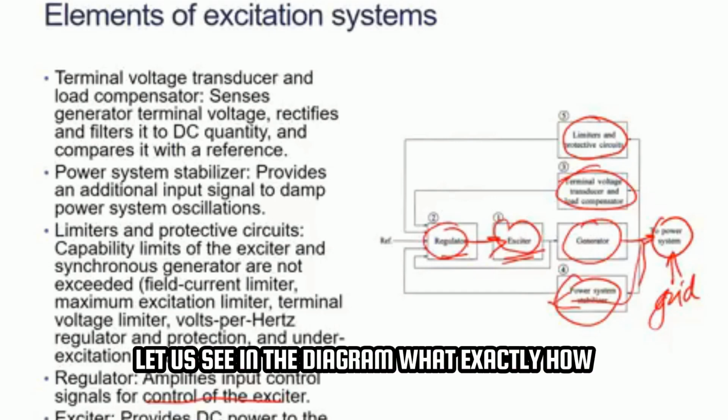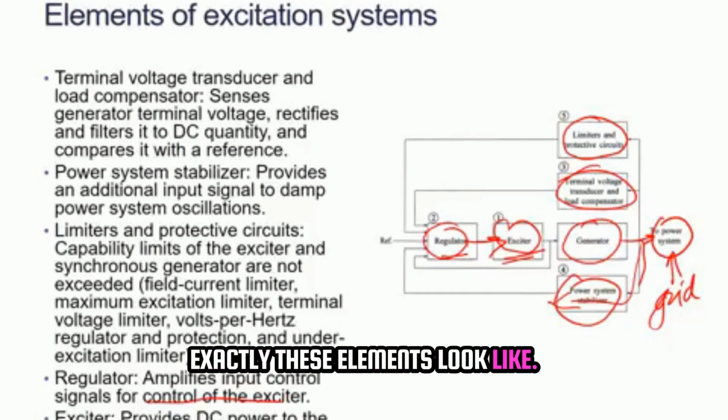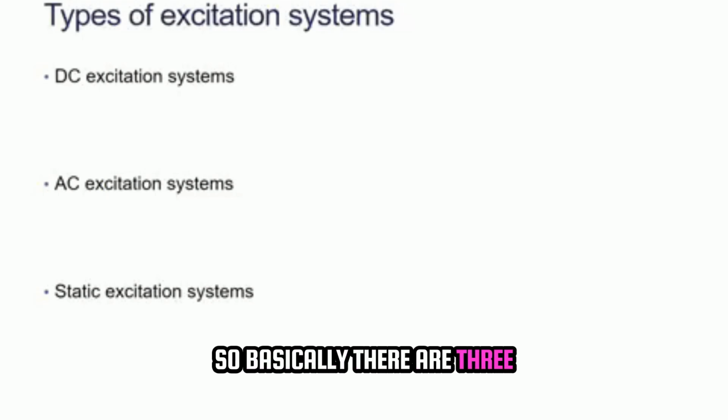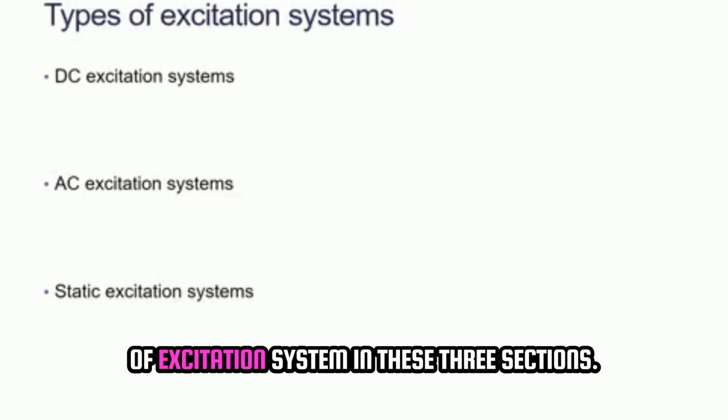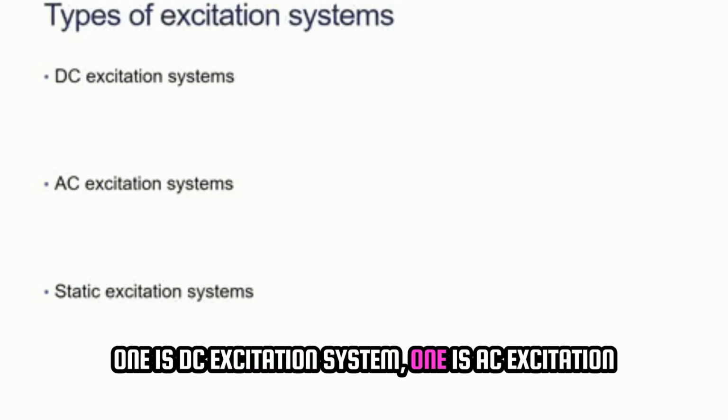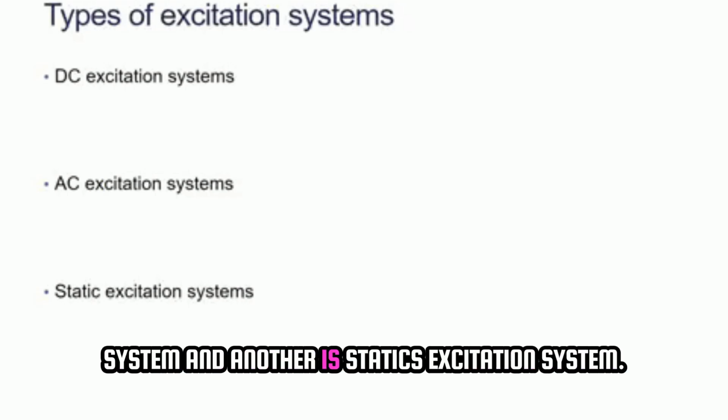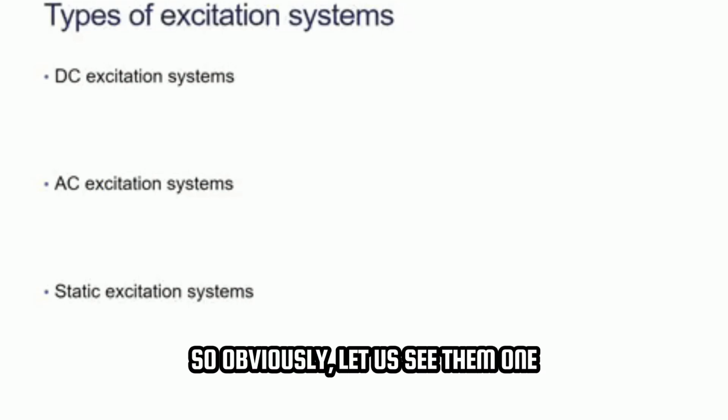Let us see in the diagram exactly how these elements look. There are three types of excitation system, and we'll be seeing all these elements in these three sections. One is the DC excitation system, one is the AC excitation system, and another is the static excitation system. So let us see them one by one, and you'll get the idea of that.